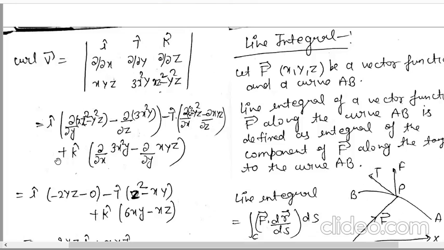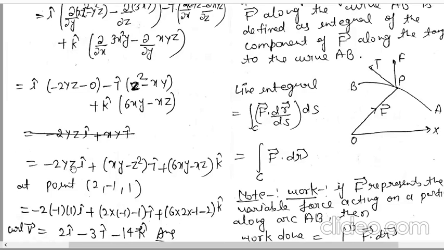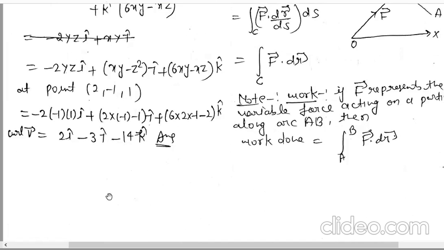Now, differentiating partially with respect to y, with respect to z, with respect to x, you will get your final line: minus 2yz i plus (xy minus z square) j cap plus (6y minus xz) k cap. Right? Now at point (2, -1, 1), so just write all these values. So your final answer is 2i minus 3j and minus 14k. So this is your final answer, right? You can see that.